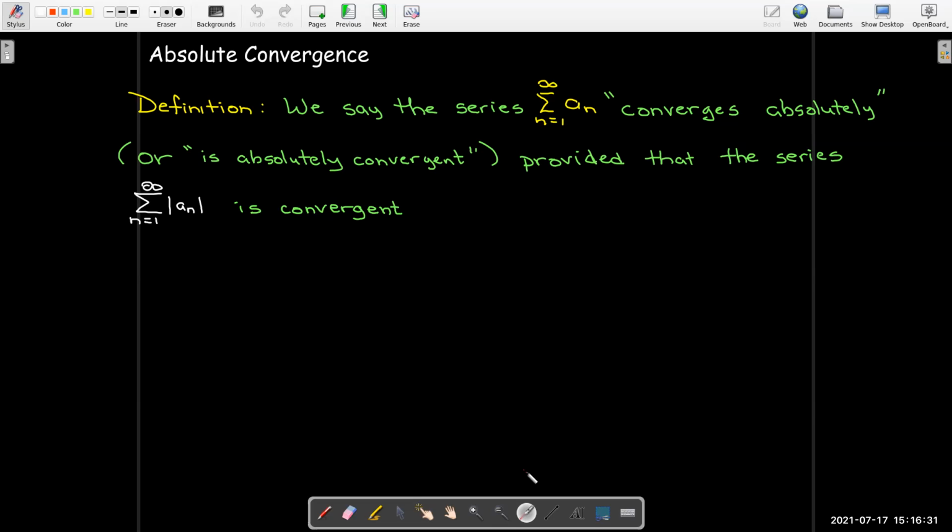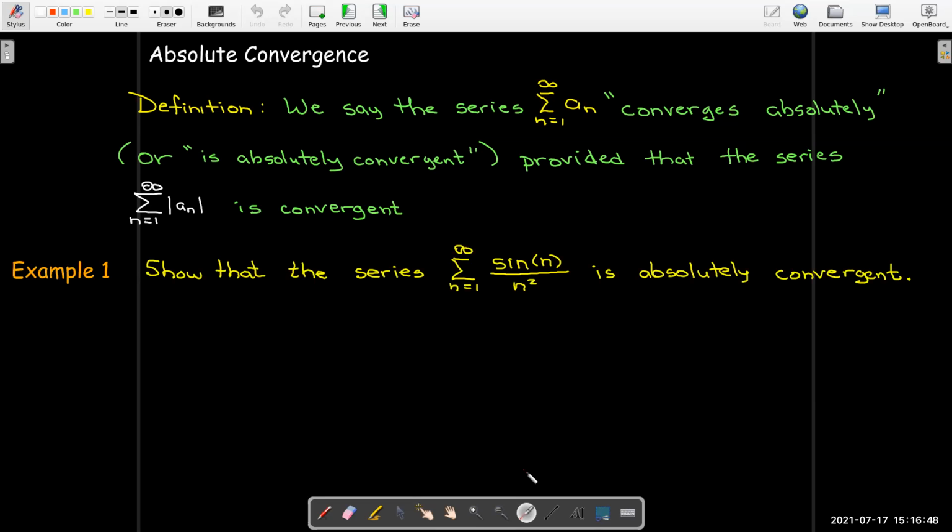So we're going to look at the series, the sum n equals 1 to infinity of the absolute value of a sub n. If that series is convergent, we say that the original series is absolutely convergent. So let's look at an example. Let's show that the series, whose terms are sine of n over n squared, is absolutely convergent.